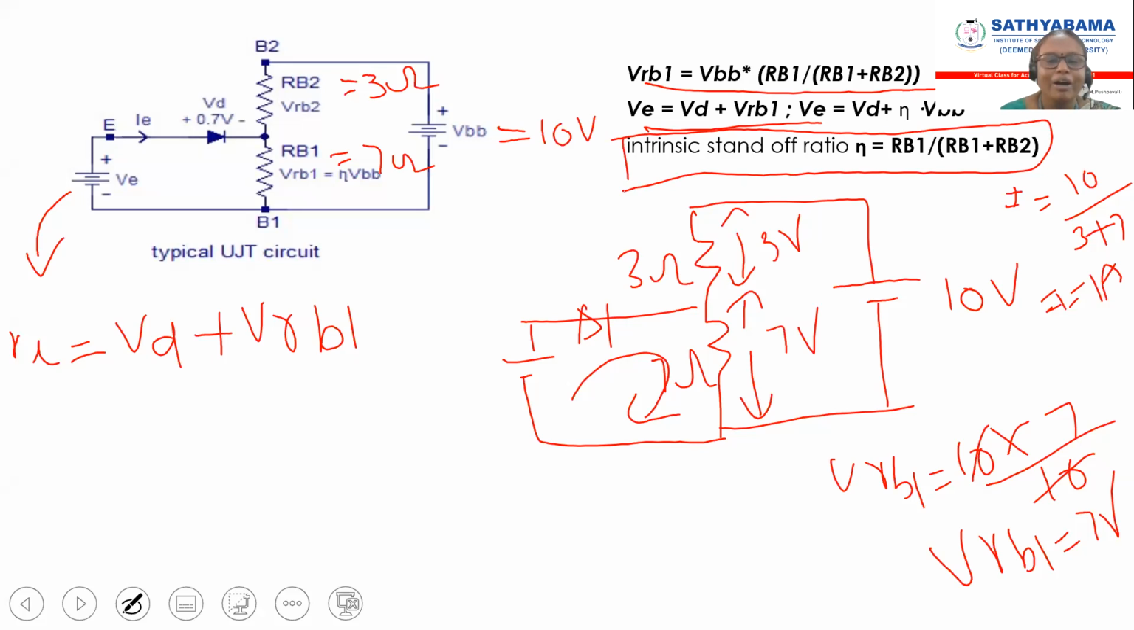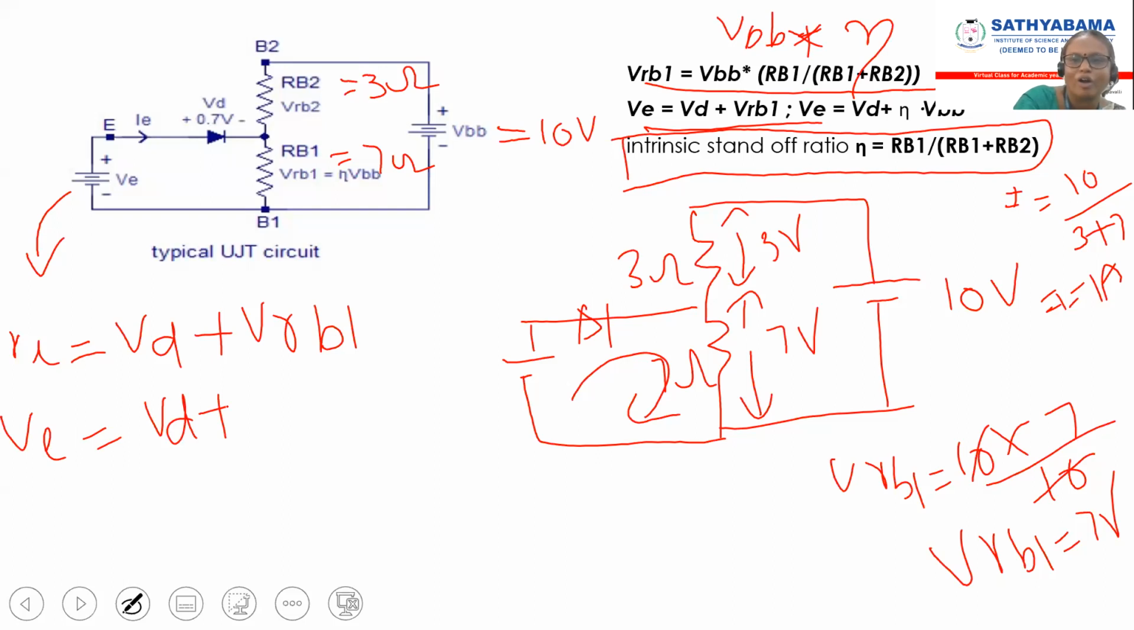It's one of the important terminologies in UJT, and they may ask what the intrinsic standoff ratio is. It is defined using the resistance of base 1 and the total resistance, as the ratio of base 1 resistance to total resistance. So eta equals RB1 by RB1 plus RB2. Are you clear? So VE equals VD plus VRB1. We all know the formula for VRB1: VBB into eta. Eta is my standoff ratio. So what can I write for VE?